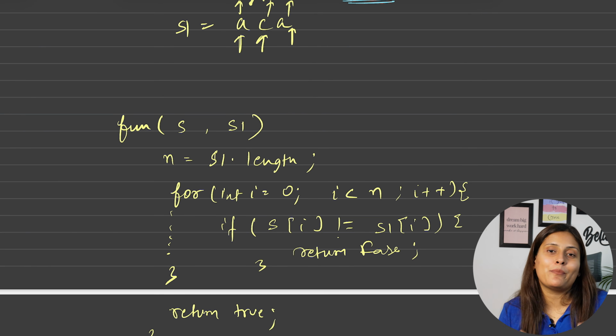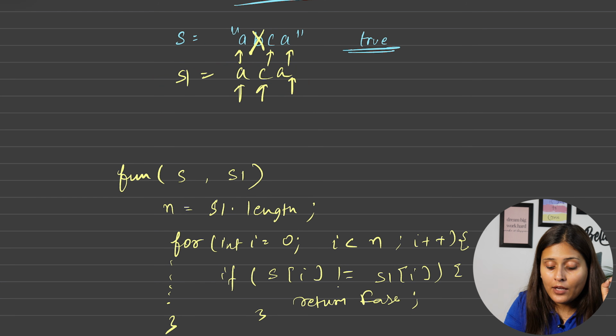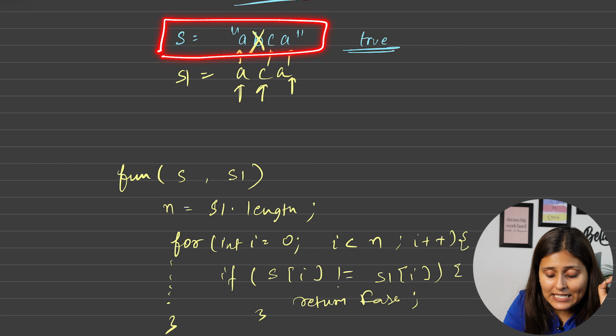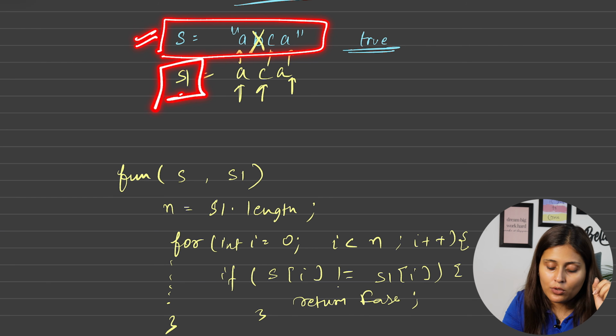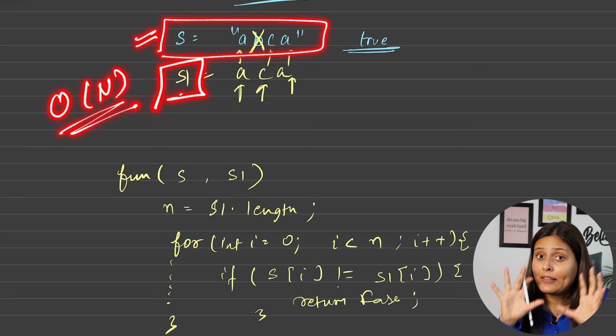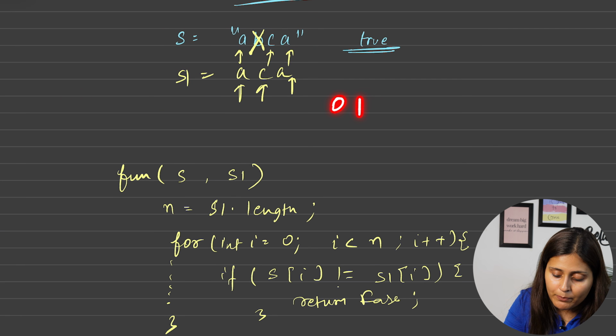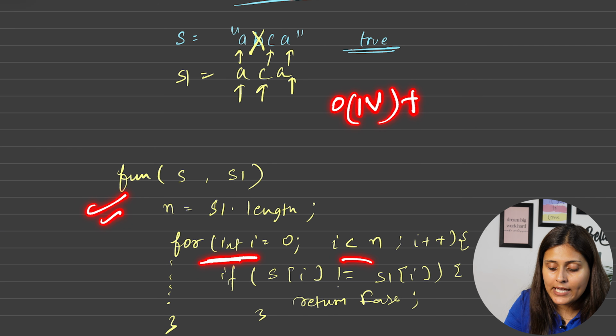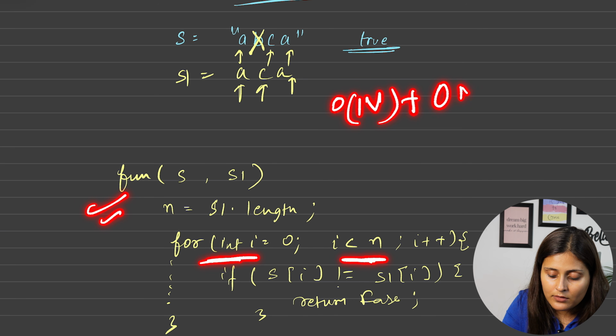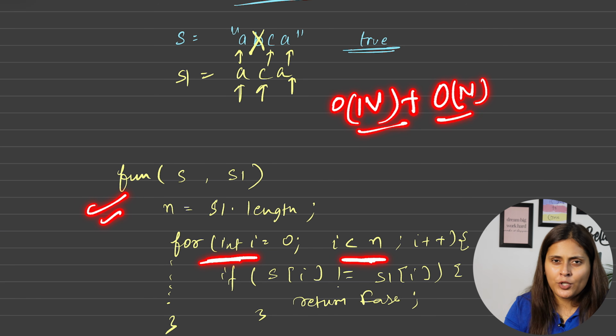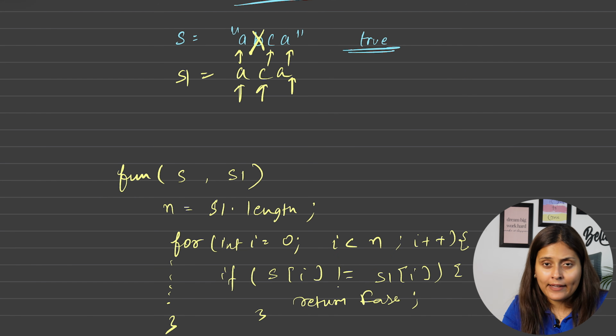But what is the time complexity in this case? So here, first you have copied every character of S, reversed it and pasted it in S1. So you will take O of n time complexity for this. Now plus, in the function what you are doing, you are running the for loop till n size. So again O of n, correct? O of n plus n, so O of n only, like it is linear only.